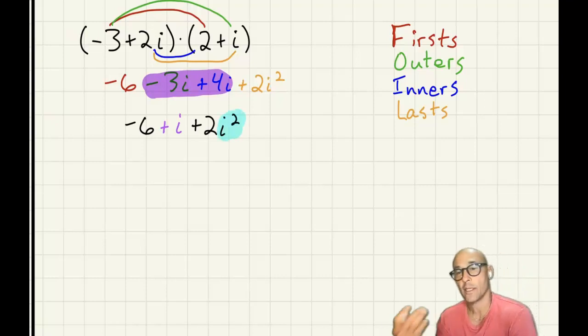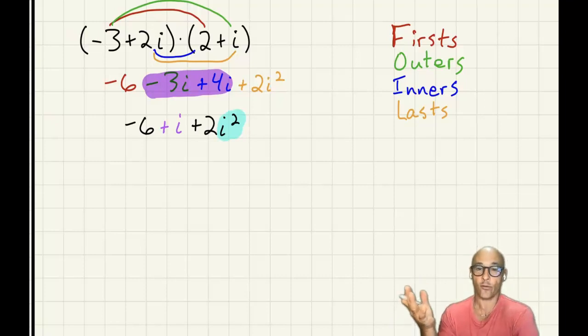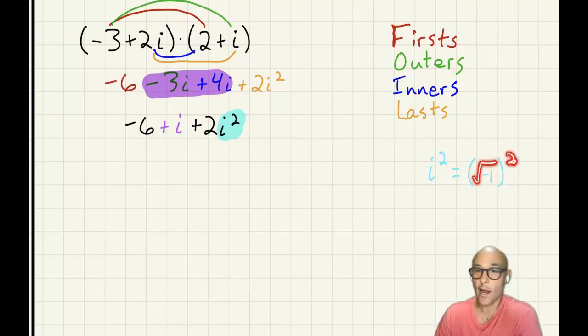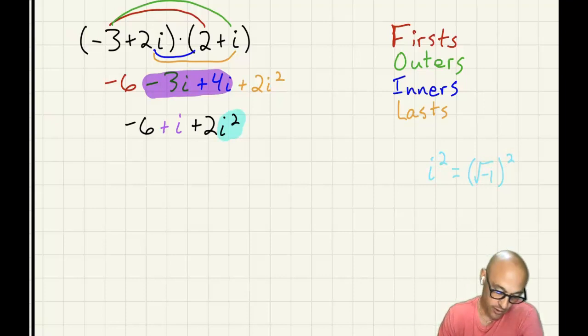And what you need to remember is that i squared is square root of -1 times square root of -1, or square root of -1 squared. So i squared is equal to the square root of -1 squared, and so what happens is the square root and the square undo each other. So i squared equals -1. And that's really key here.